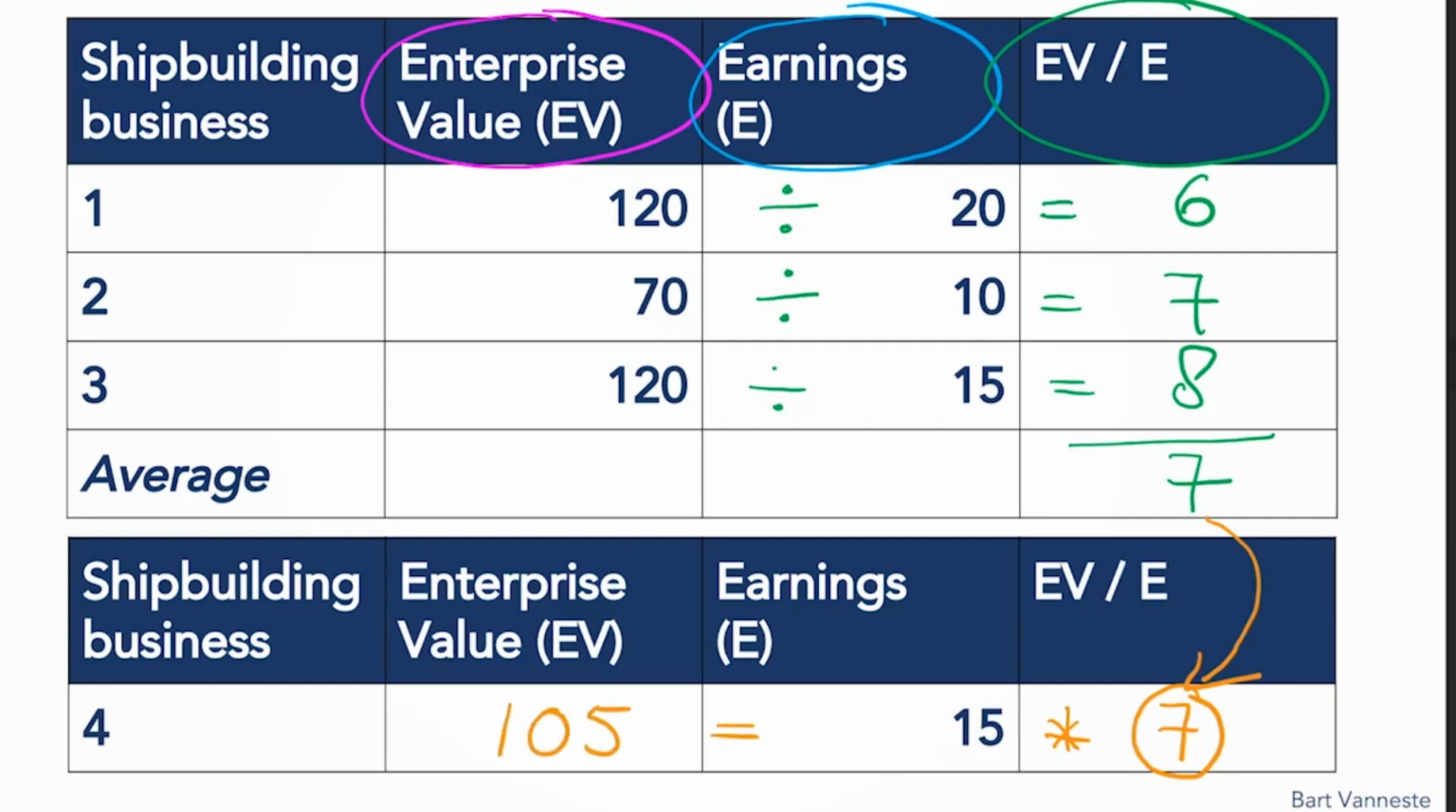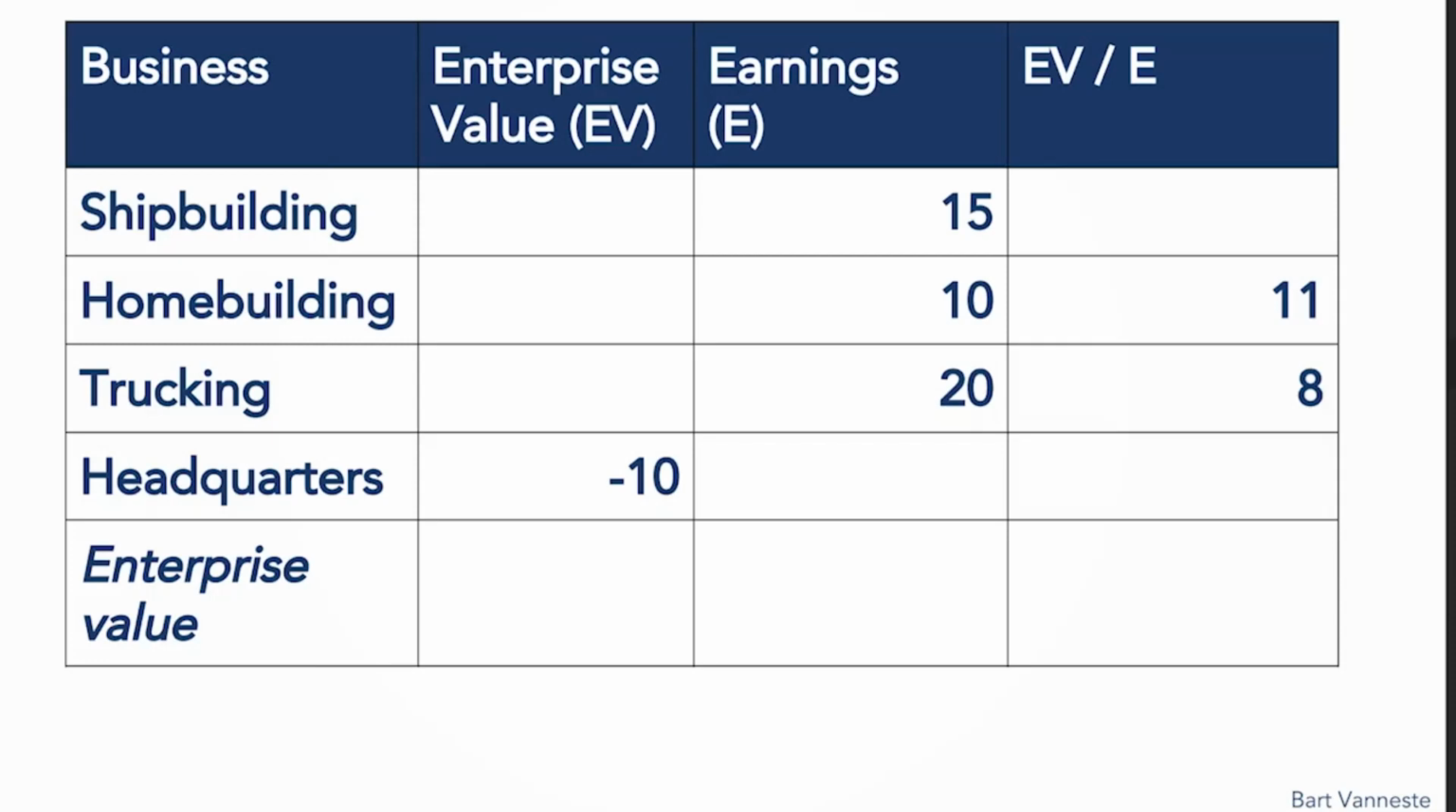Just to recap, we're using the average value of the other businesses, 1, 2, and 3, to calculate an enterprise value for number 4. We have more confidence in our valuation if businesses 1, 2, and 3 are more similar to business 4. We have less confidence in our valuation if businesses 1, 2, and 3 are more different than number 4. We've just valued a single business. Now let's move to the case of valuing a multi-business firm. And let's say our multi-business firm has 3 businesses: shipbuilding, home building, and trucking.